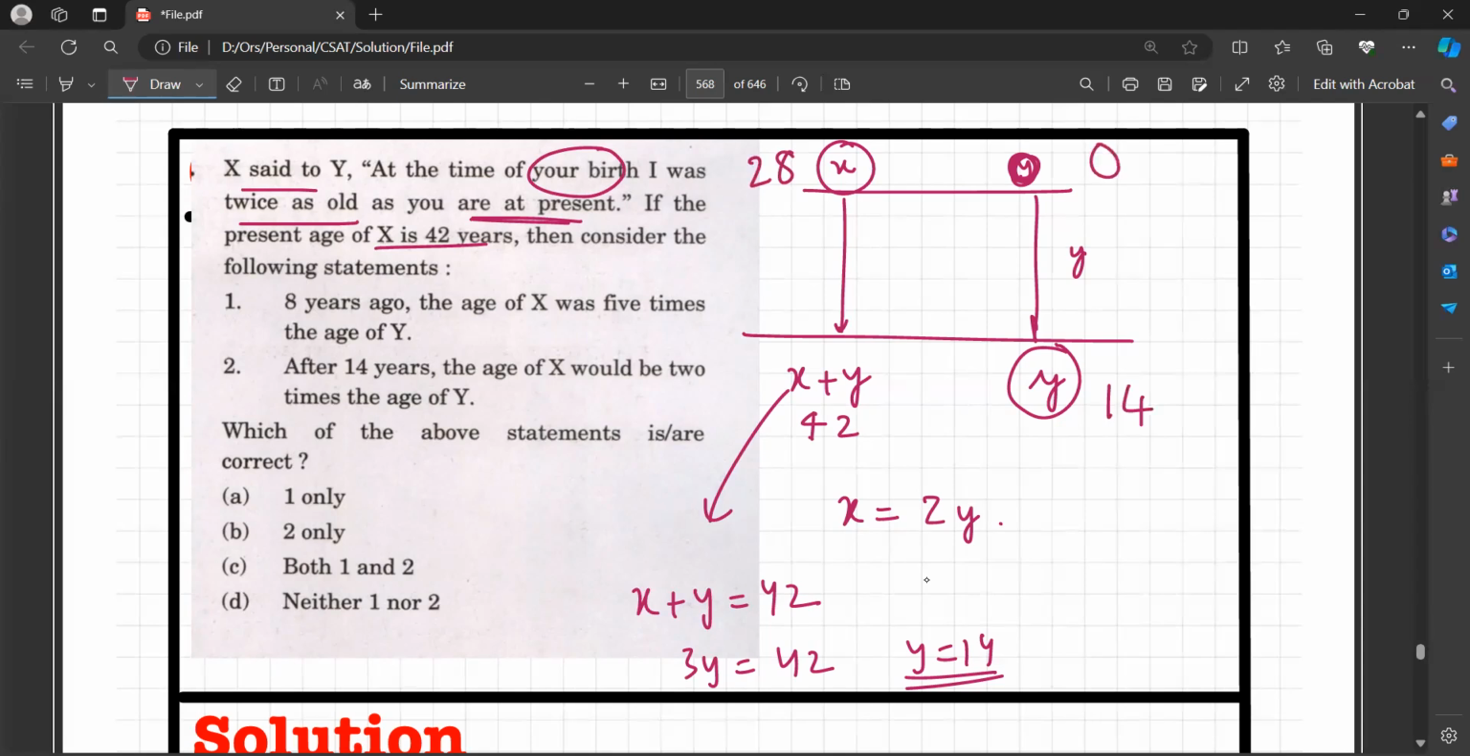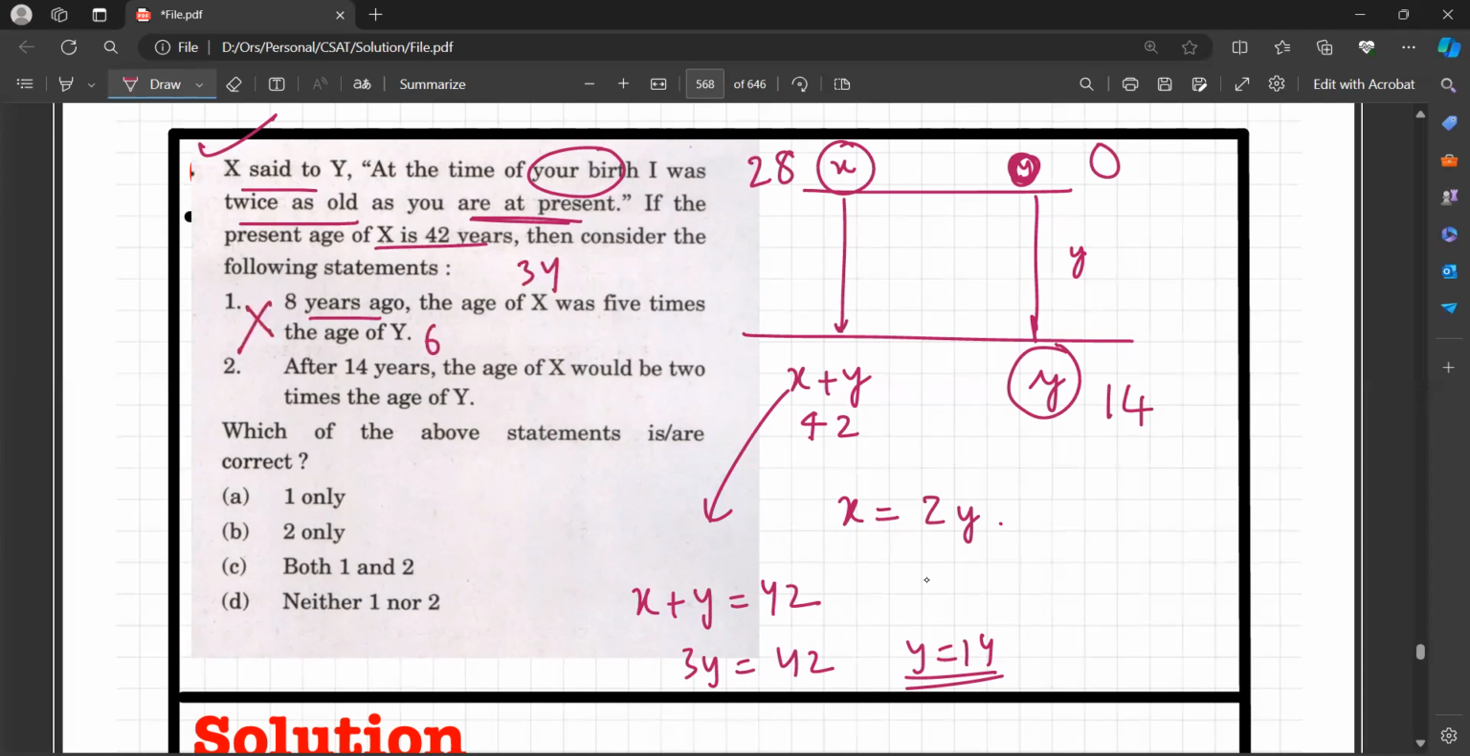Got it? Then consider the following statements. 8 years ago, the present, because they are talking right now, the age of x was 5 times the age of y. Age of x 8 years ago will be what? 34. Age of y will be what? 6. Is it 5 times?